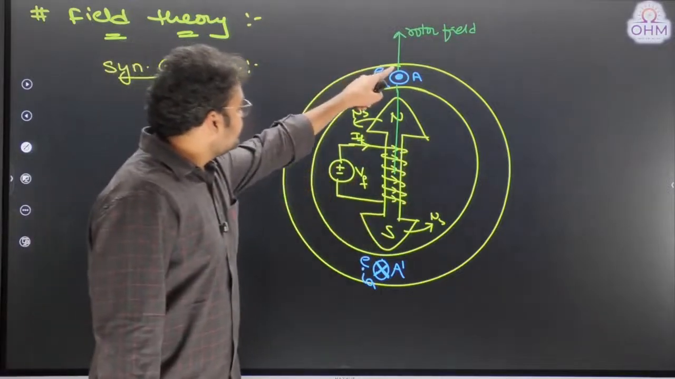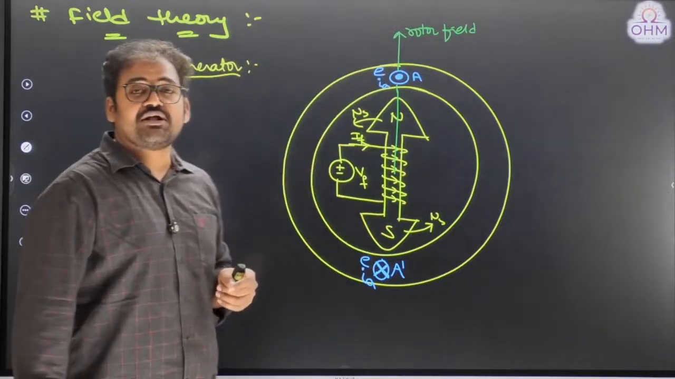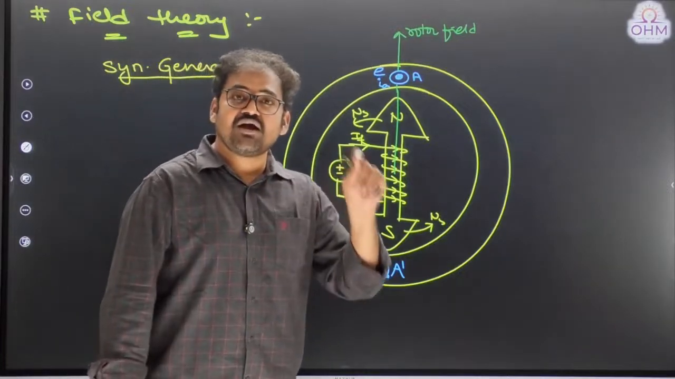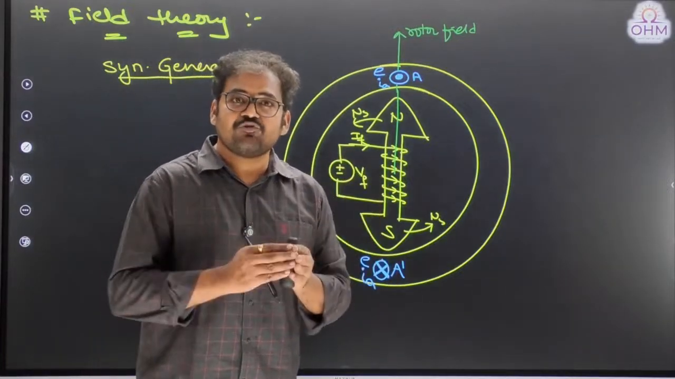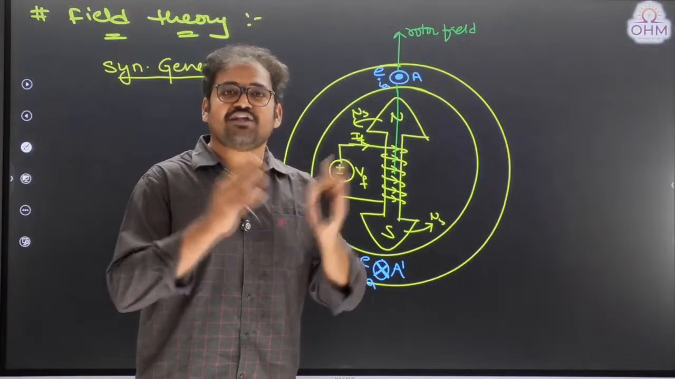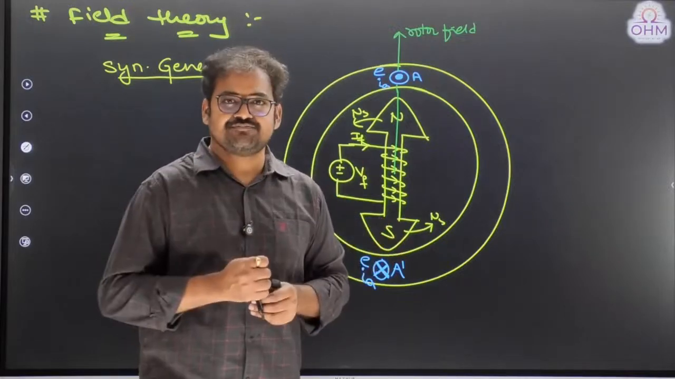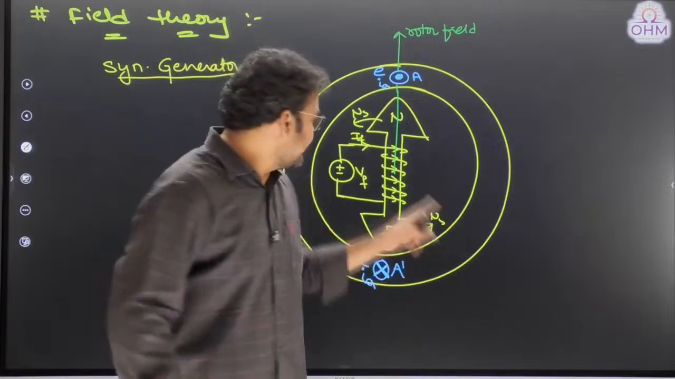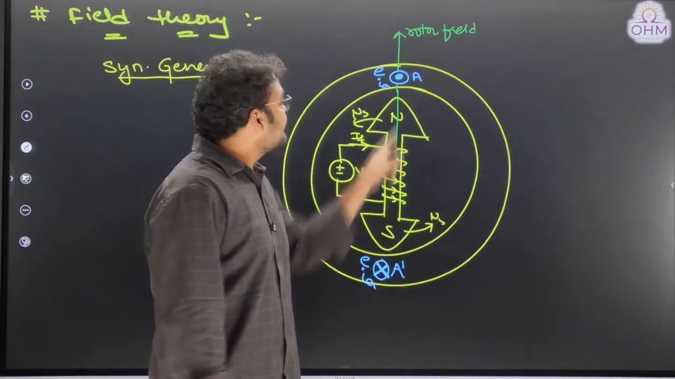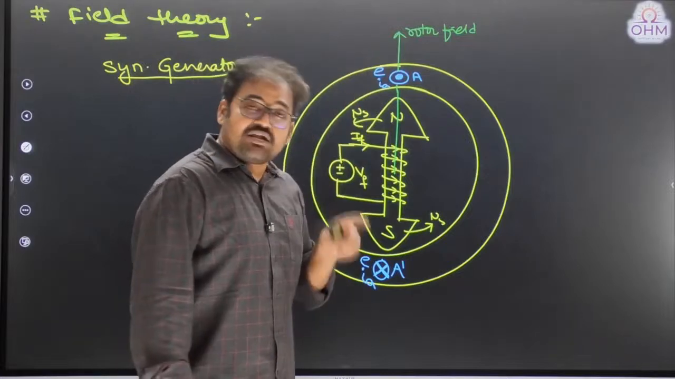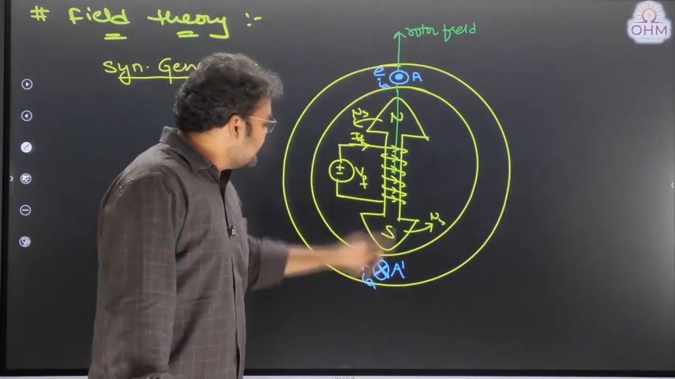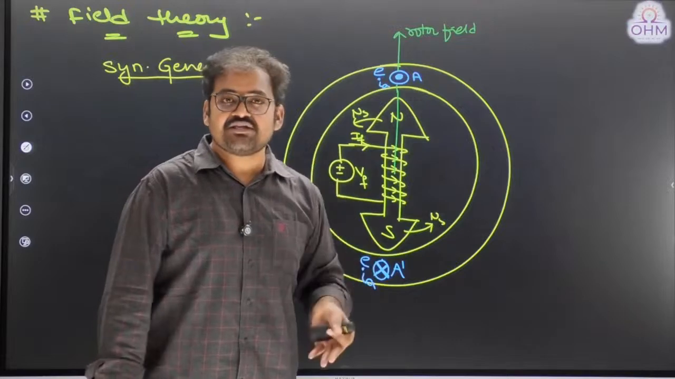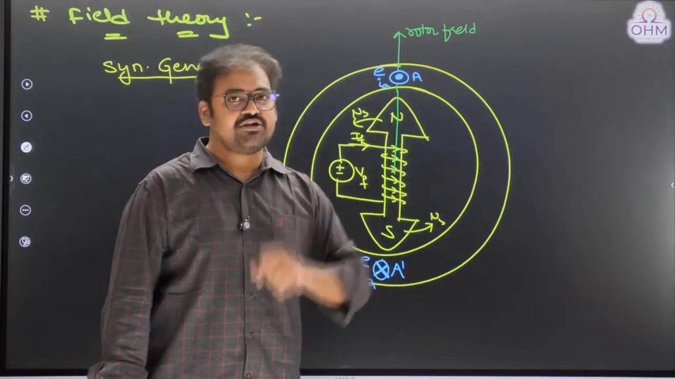Now these two conductors are current carrying conductors. Therefore they will create one more flux in the machine known as armature flux. So far there is only one flux in the machine, field flux, created by this field winding. That is what we call a rotor field. But now, due to these current carrying conductors, one more field is created. We call it the armature field.